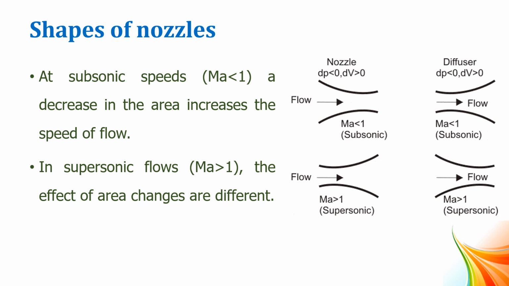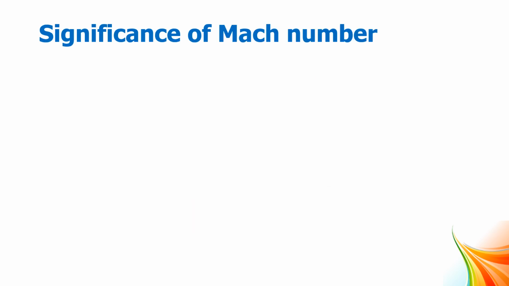When the Mach number is less than 1, it is called subsonic, and you can see how the flow is in the nozzle and the diffuser. And if the Mach number is greater than 1, that is the supersonic flow in the nozzle and in the diffuser. The nozzle and diffuser are different in shape. Convergent, divergent, the shape will be different.